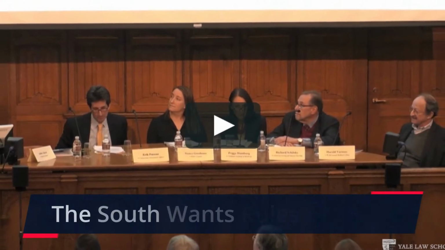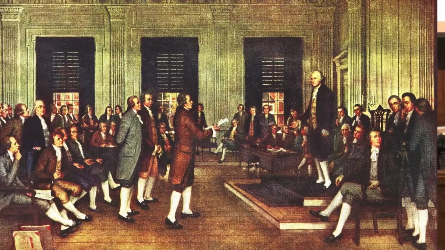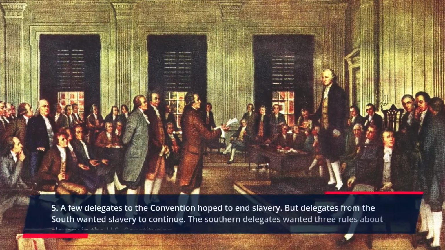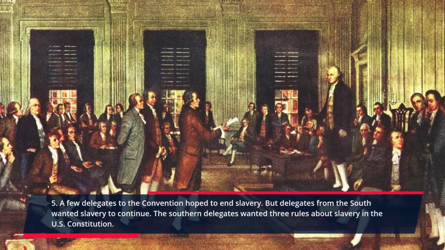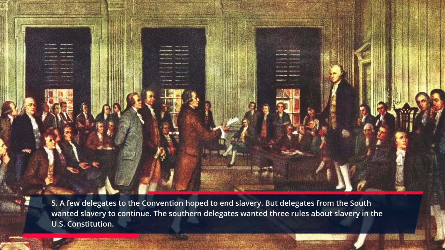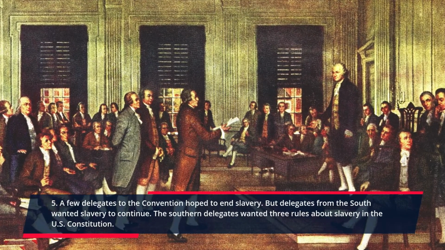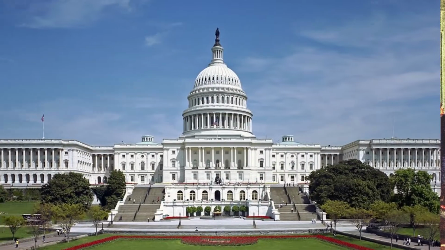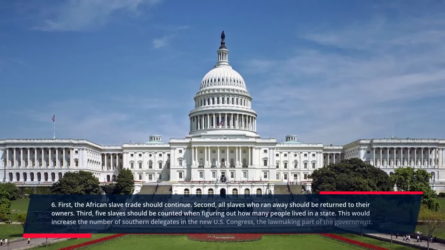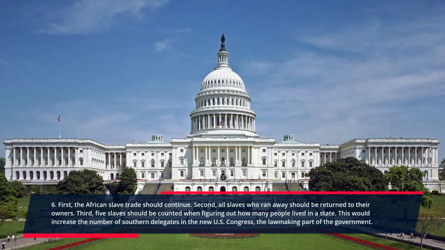The South wants rules on slavery. 5. A few delegates to the convention hoped to end slavery. But delegates from the South wanted slavery to continue. The Southern delegates wanted 3 rules about slavery in the U.S. Constitution. 6. First, the African slave trade should continue.